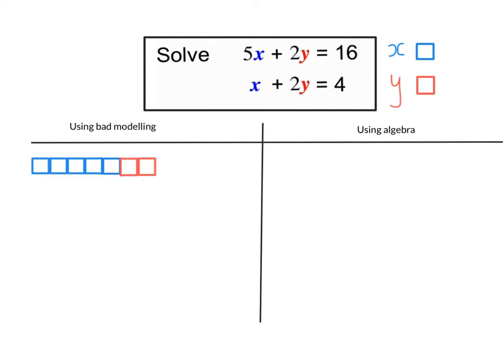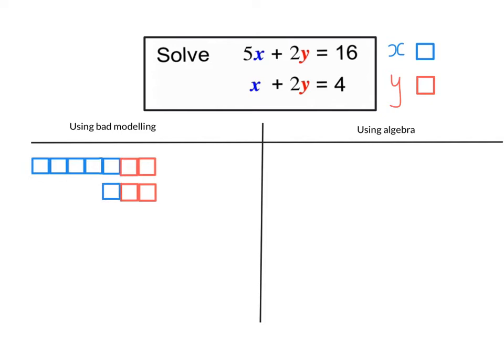I also need the bottom line as well. So that's 1x and 2y. I'm just going to put the x there for a second and you'll see why, because I need the 2y. That's the same amount of y's, or the same amount of red boxes, as the line above. So I can move this one over to here.